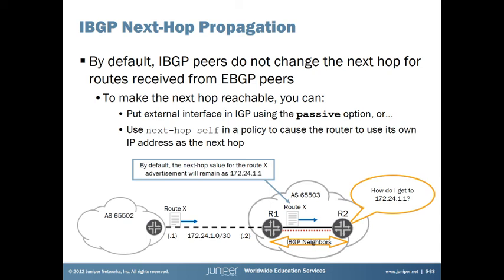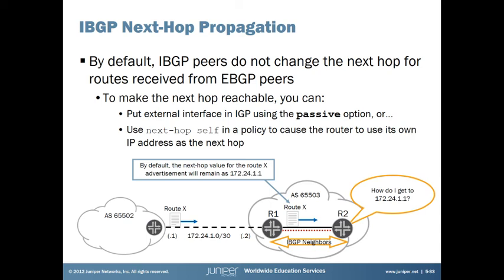Next hop propagation. This is something we've mentioned earlier on. By default, iBGP peers do not change the next hop for routes received from eBGP peers. So why is that a problem? Let's look at this scenario here. We've got R1 receiving routing information through its eBGP peering arrangement with autonomous system AS65502.